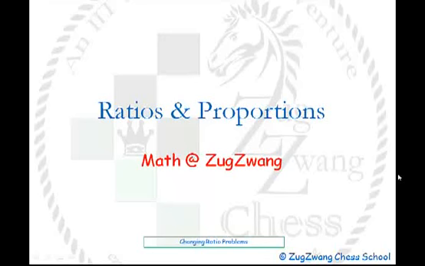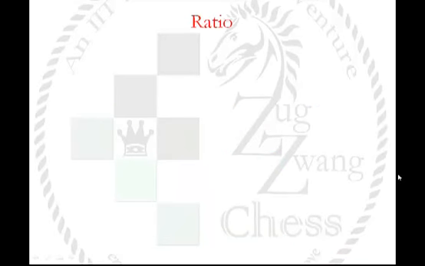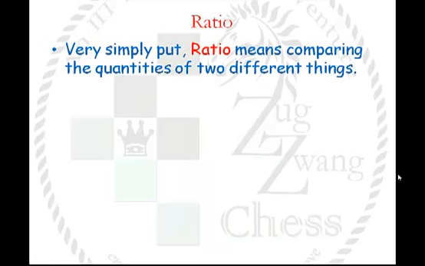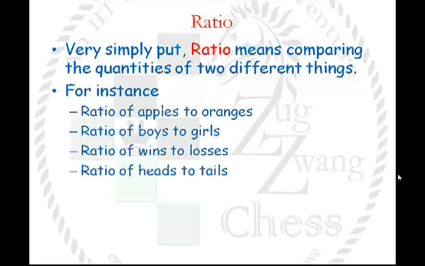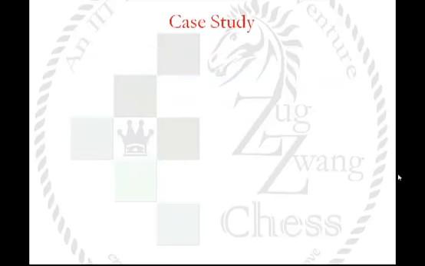Hi, we're talking about ratio and proportions. Very simply put, ratio means comparing quantities of two different things. At the bare minimum, it's just comparing quantities, right? To give you some examples, the ratio of apples to oranges, wins to losses, heads to tails, boys to girls in the class, men to women in an office, right?